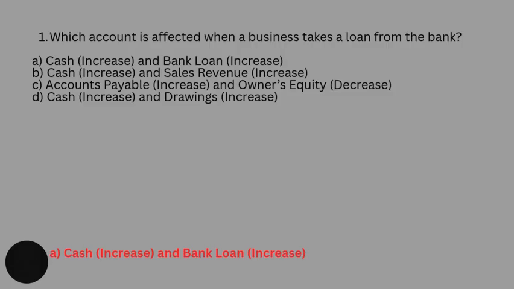Option A states that cash increases and bank loan increases. Option B suggests cash decreases and sales revenue increases. Option C says accounts payable increases and owner's equity decreases. Lastly, option D claims cash increases and drawings increases. The correct answer is A, cash increases and bank loan increases.